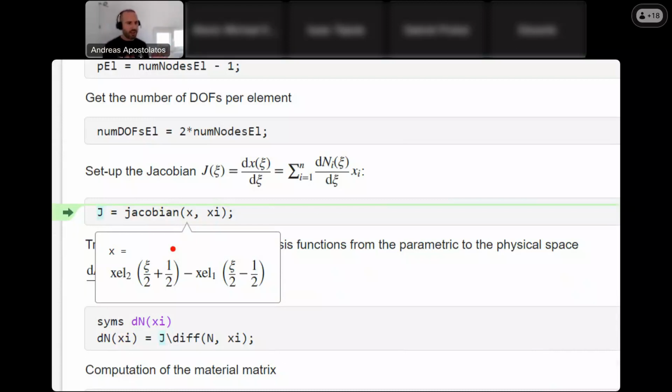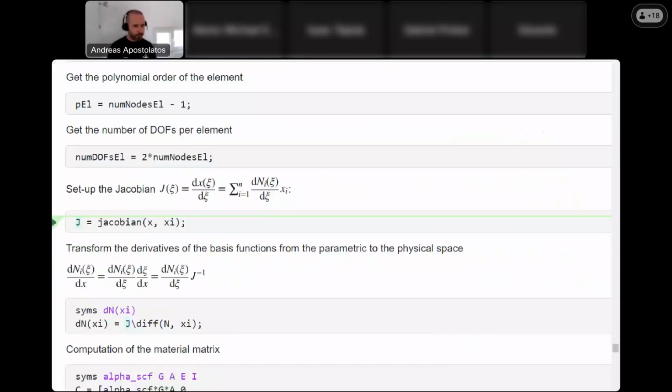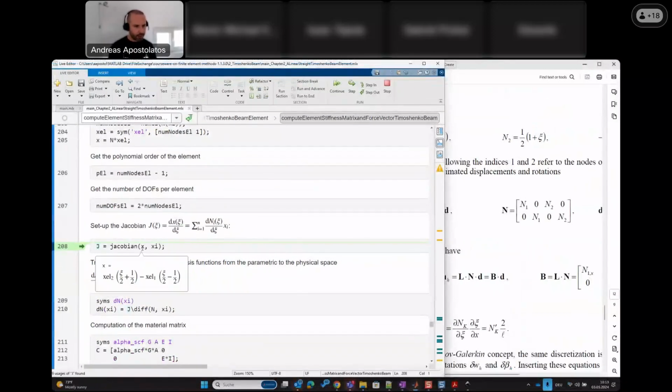So in this case, I have the function jacobian. It comes from the Symbolic Math Toolbox. That's a built-in function in MATLAB. You just provide here x, which is a symbolic function, and the parameter with respect to which you would like to differentiate, then just call the jacobian function, and you get the Jacobian. I'm sorry, before I compute the Jacobian, can somebody tell me, will the Jacobian be constant or non-constant in this case? What do you think? Let's put the cursor again over x.